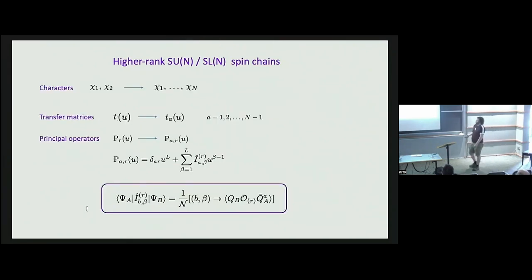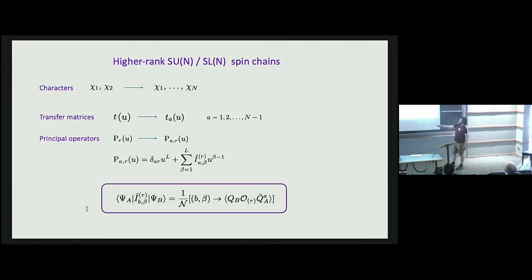So what about principal operators and form factors? Now for SLN, we don't just have two characters, chi1 and chi2, we have a family of characters, chi1 up to chi-n. The transfer matrices become TA, where A runs from 1 to n minus 1. And the principal operators, which again appeared in the expansion of the transfer matrices in characters, now pick up an extra label A, because each transfer matrix admits an expansion which is linear in characters. So I have n minus 1 of these principal operators A and another index R, which corresponds to the character.